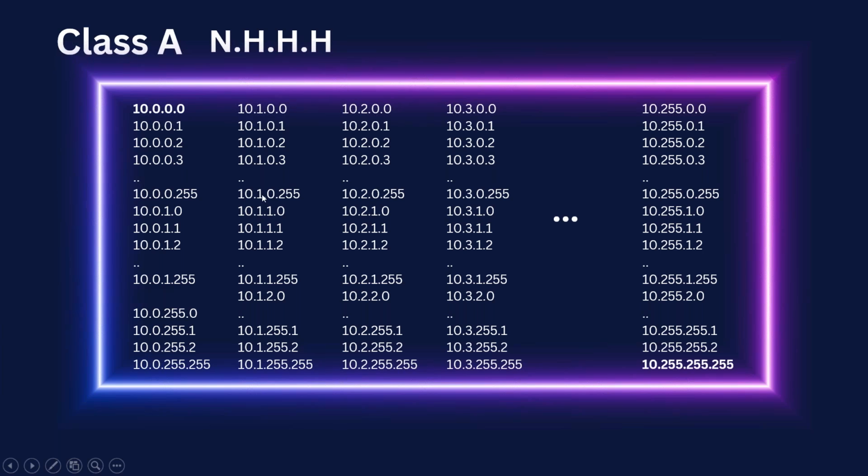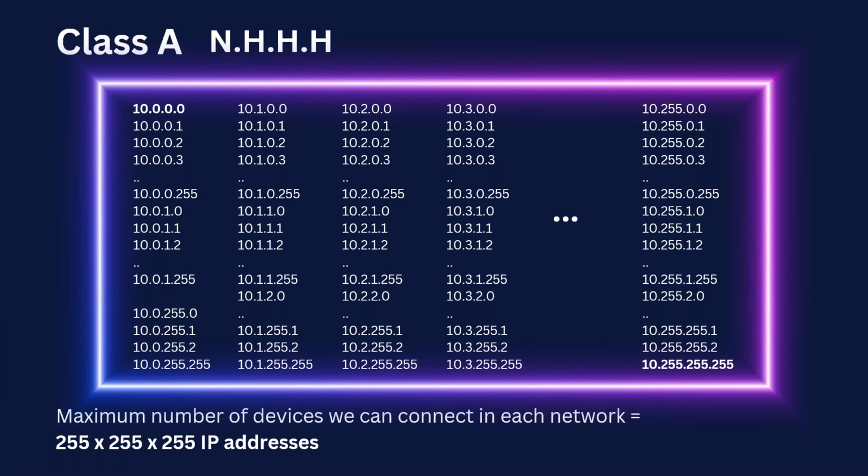Now, as long as the network portion is the same, it belongs to the same network. As long as the host portions are changing, each host portion represents a different host in the network. So from 10.0.0.0 all the way up to 10.255.255.255, this is one singular network itself. Since you have one network portion and three host portions, the total number of hosts you can connect in that network is 255 into 255 into 255, a much larger number compared to class B.